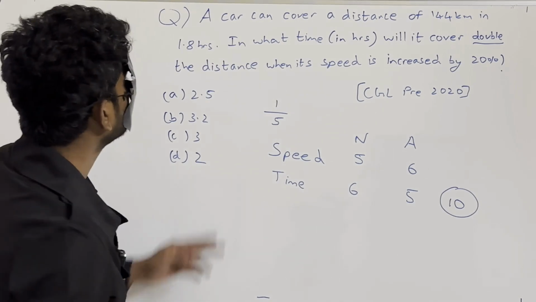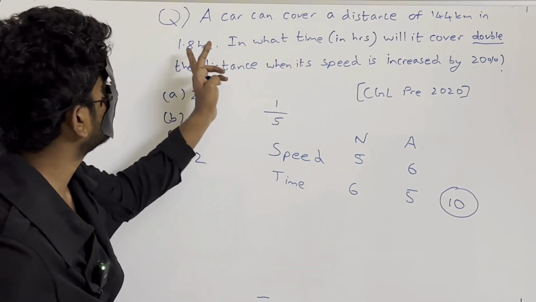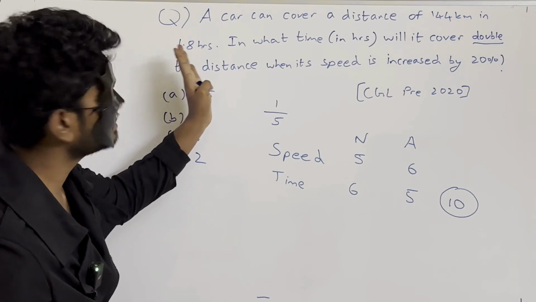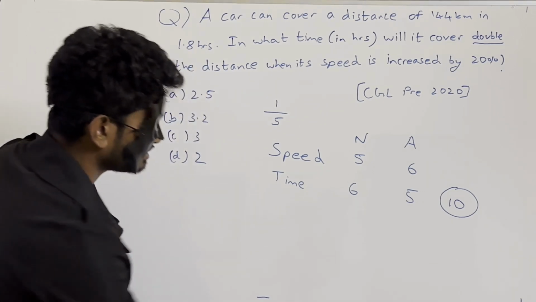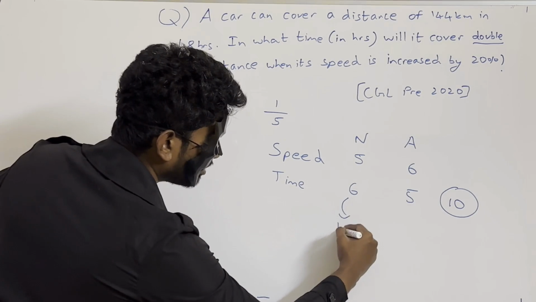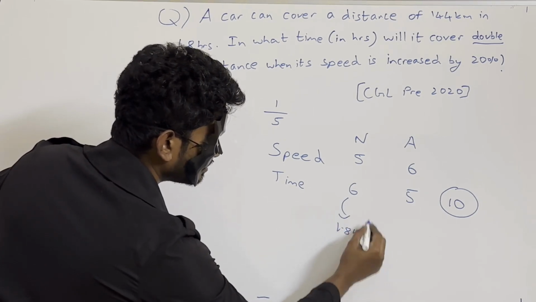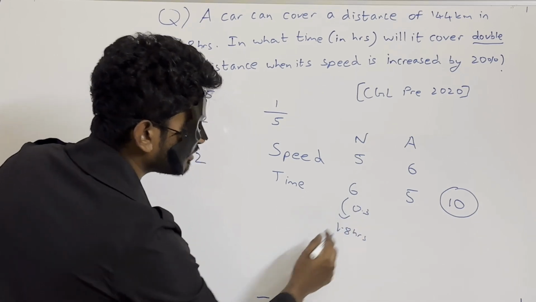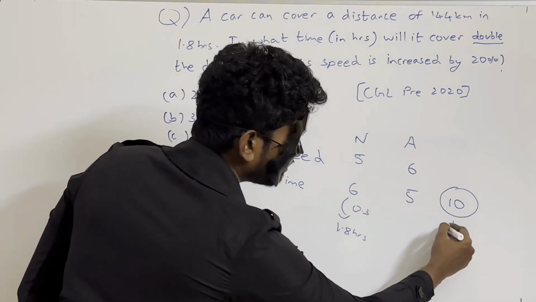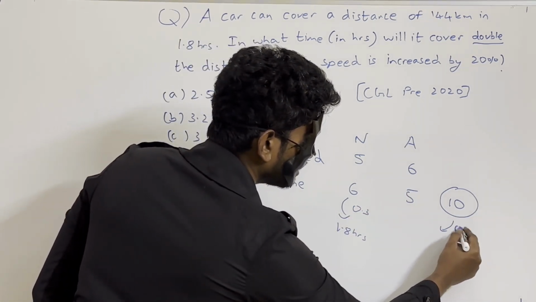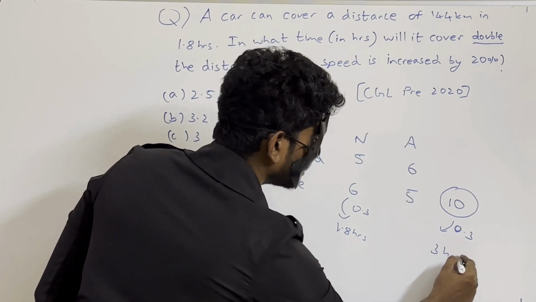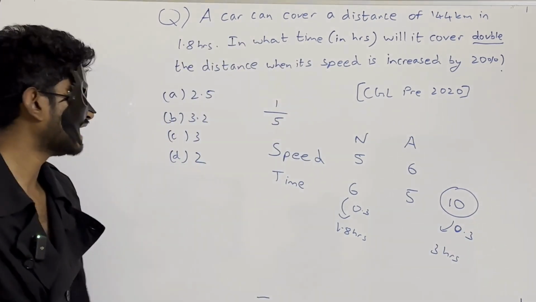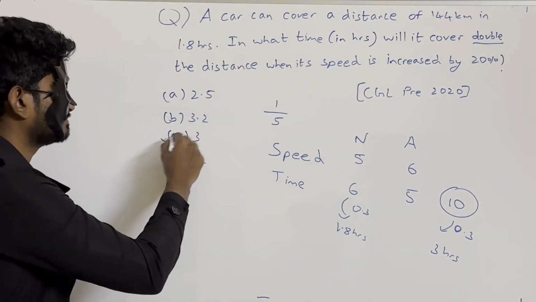What is given in the question? Initial or normal time is 1.8 hours. So this 6 is equivalent to 1.8 hours. So this is obtained by multiplying 6 into 0.3. So similarly, to get this, we will multiply this with 0.3. We will get 3 hours. So here the answer is option C, 3.